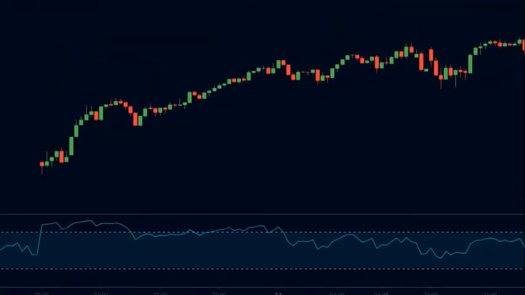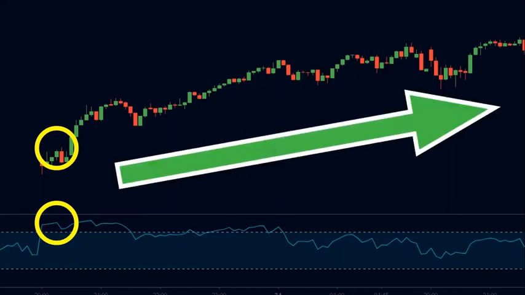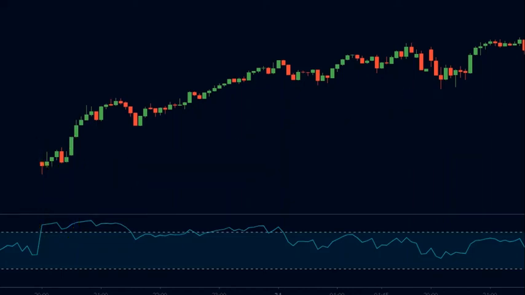Look at this chart. At this point, we see the market is overbought. Had we sold here, we would have incurred a loss, because the market stayed overbought for a long time. Hence, this strategy does not work very well in a trending market.